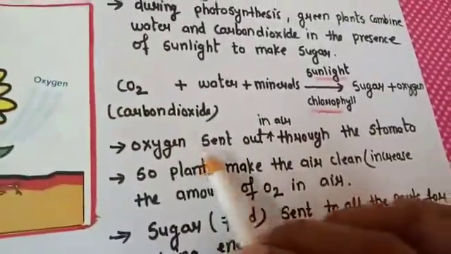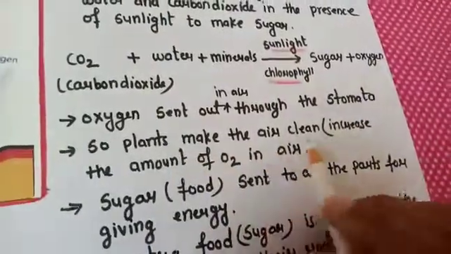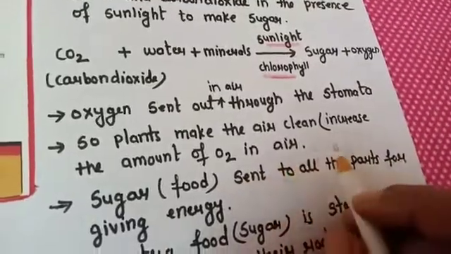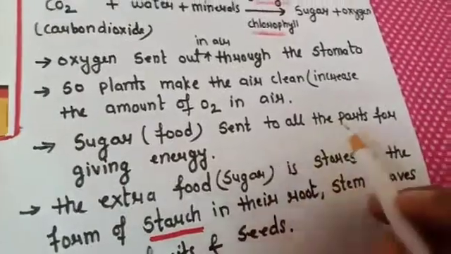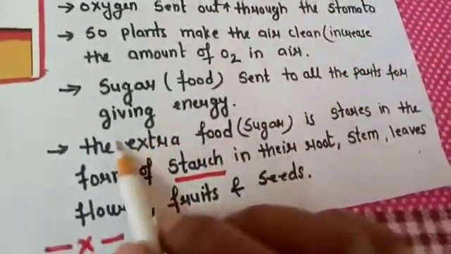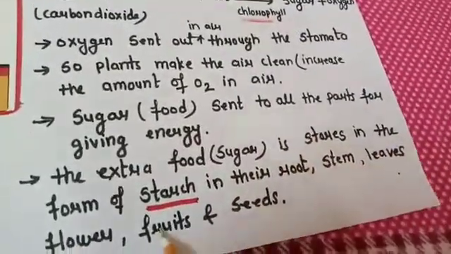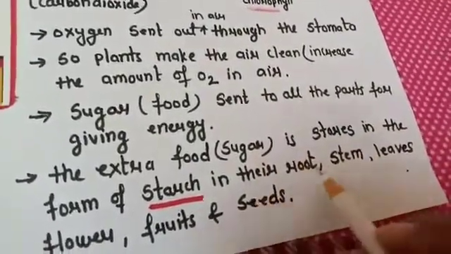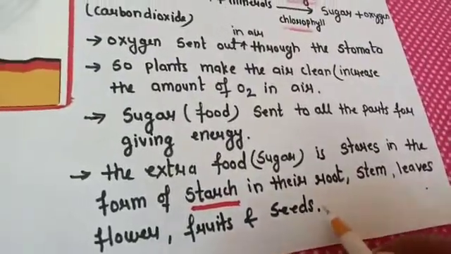Now oxygen is sent out into the air through the stomata. So plants make the air clean because they increase the amount of oxygen in air. Now sugar, that is the food of the plant, is sent to all the parts for giving energy, and the extra food, that is sugar, is stored in the form of starch, not in the form of sugar, in their root, stem, leaves, flower, fruits and seeds.